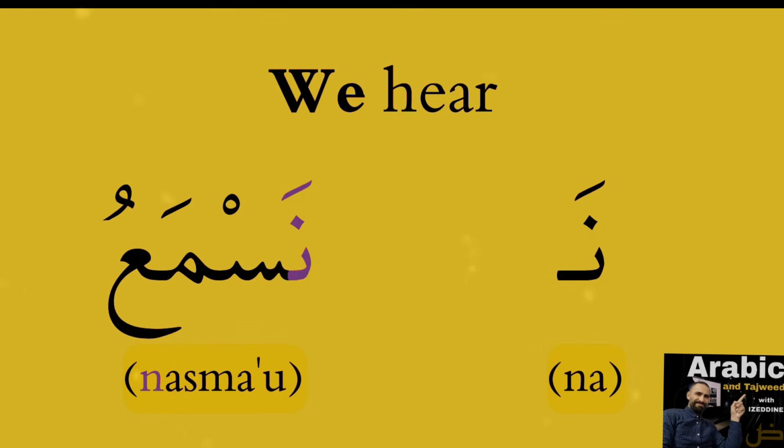أسمع or أنا أسمع. So we add أ for I. We hear. نحن نسمع. We add a noon for we. Of course, we are always talking about the present. نحن نسمع. Okay, now we have talked about the past, how to conjugate a verb in the past, and how to conjugate a verb in the present.